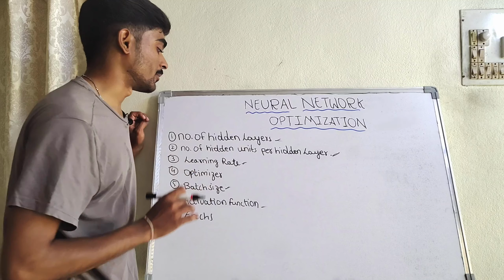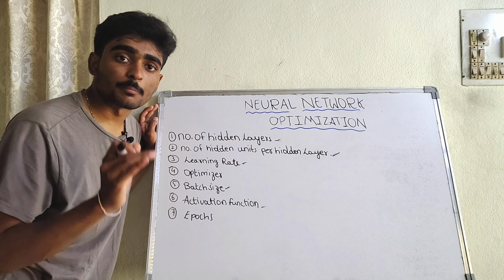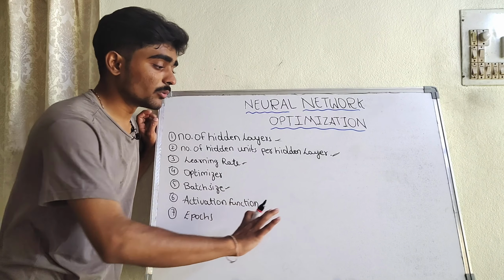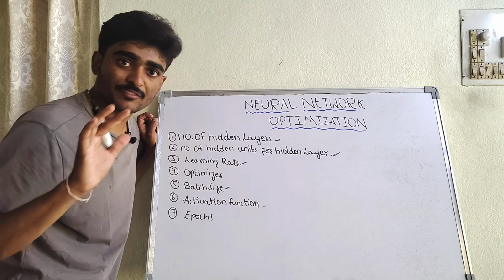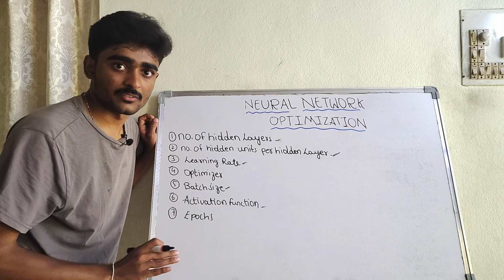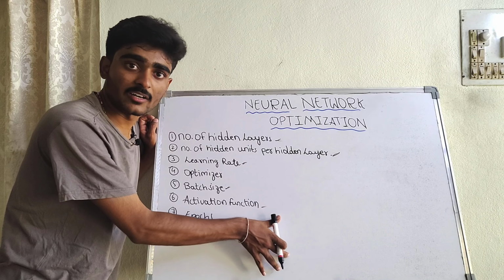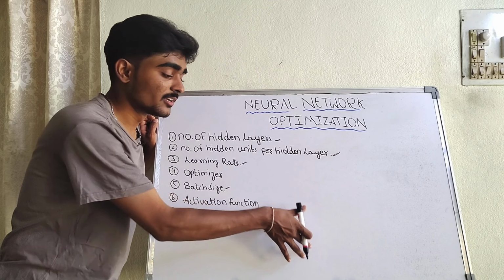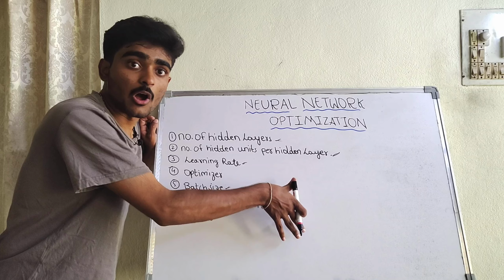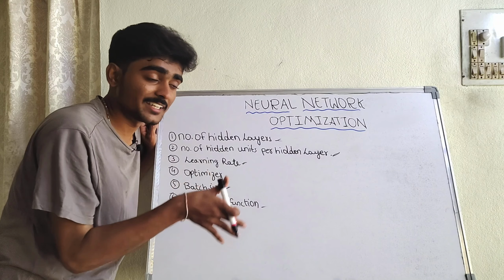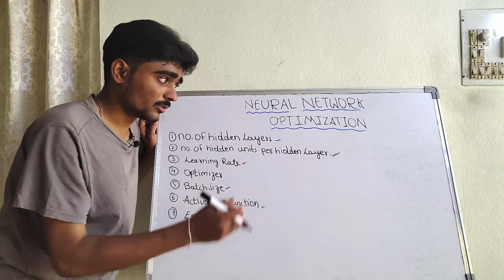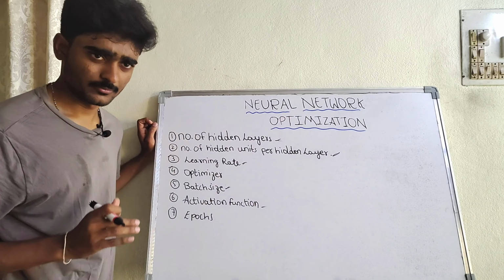The second hyperparameter is the number of hidden units per hidden layer. Now we have built an artificial neural network with three layers: the input layer, the hidden layer, and the output layer. We also need to define how many hidden units must be present in this hidden layer. So this is our second hyperparameter.